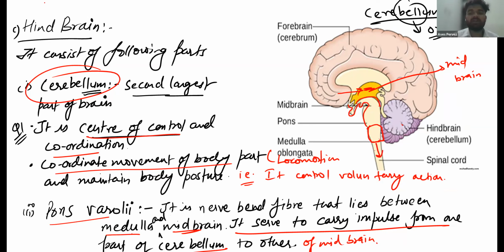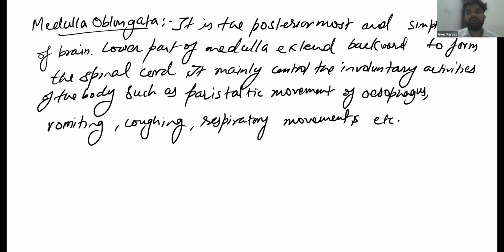From this, the spinal cord is originating. If I ask you, what is the simplest and posterior-most part of the brain, the part with a very simple structure? That is the medulla oblongata.